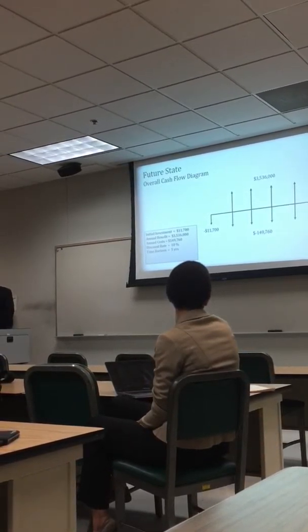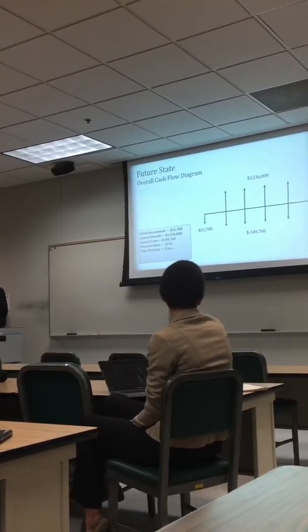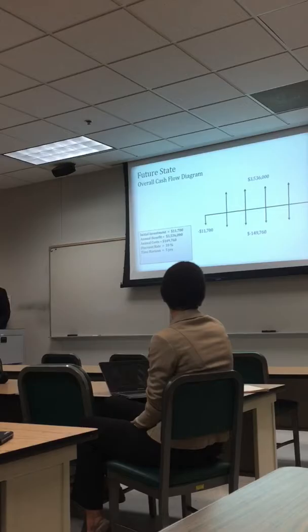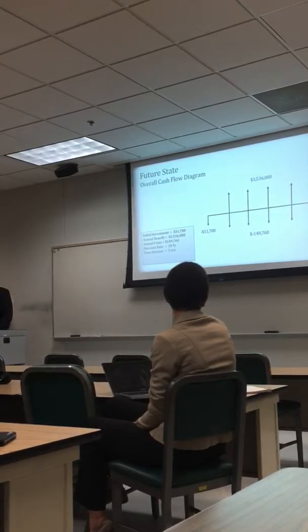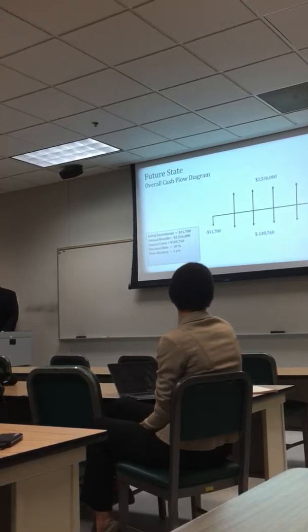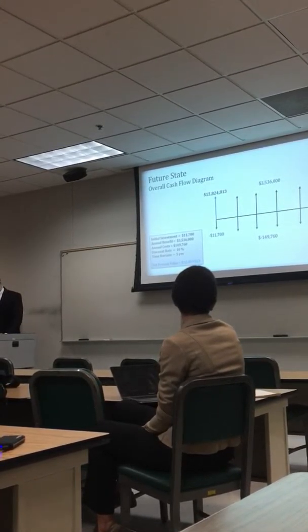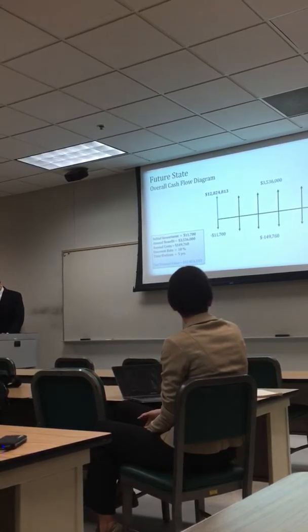Here's an overall cash flow diagram from our recommendations. With an initial investment of $11,700, an annual cost of $149,000, and an annual benefit of $3.5 million, over a time horizon of 5 years, we will then be able to make a net present value of $12.8 million.